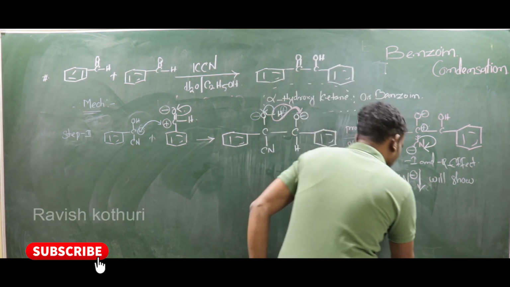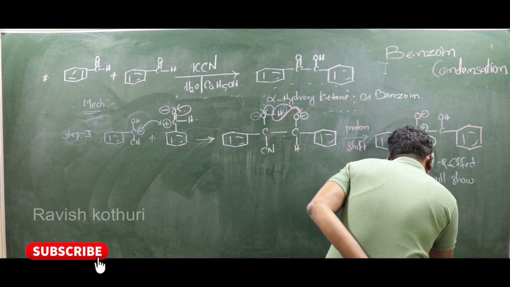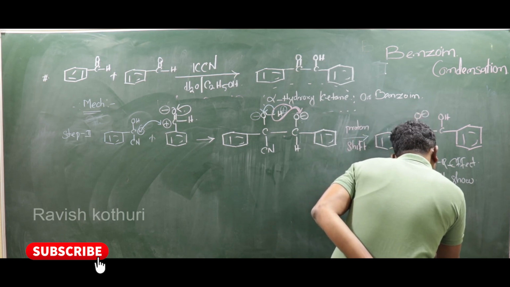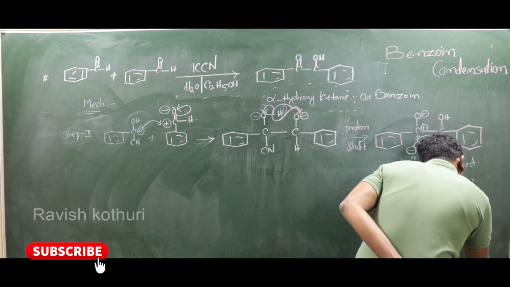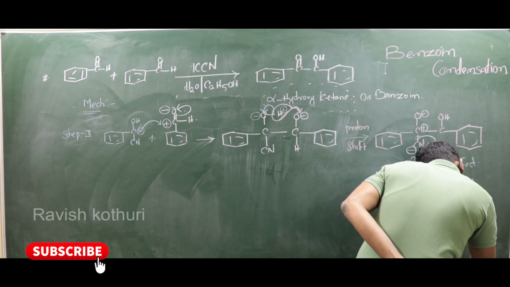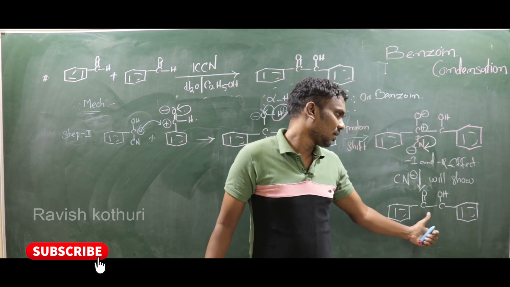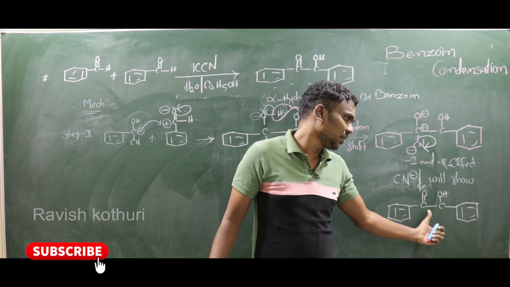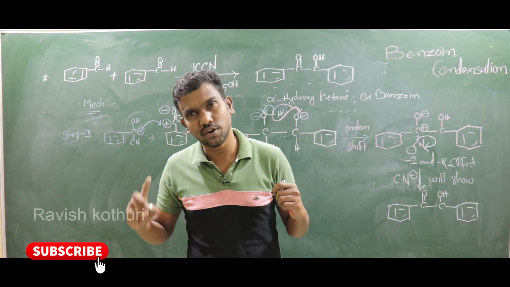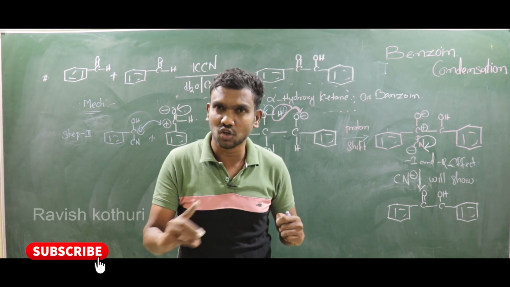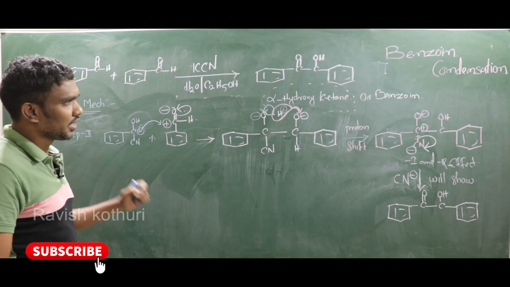right? C double bond C, OH. See, this is an alpha hydroxy ketone. Alpha hydroxy ketone is called as what? Benzoin. Alpha hydroxy ketone is called as benzoin. I hope you are clear, my dear students.